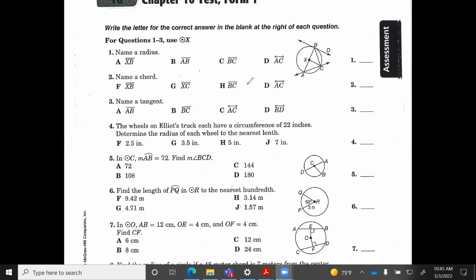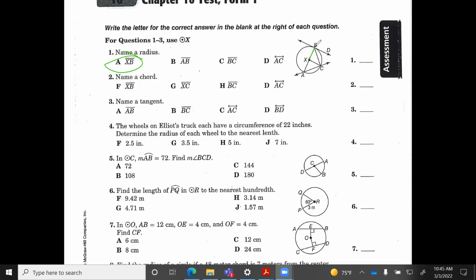So going through this, name a radius. Which one of those is a radius? And make sure you pay attention on these first three to whether it's a segment or a line, because that does make a difference. So what's the radius? It is XB. Right? XB was a radius. It went from there to there.